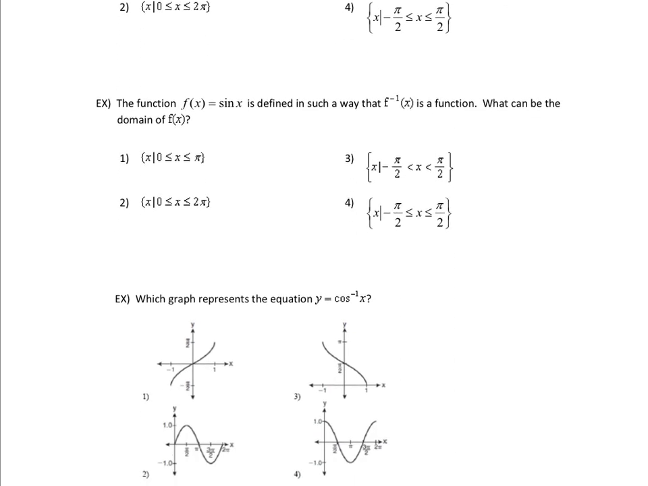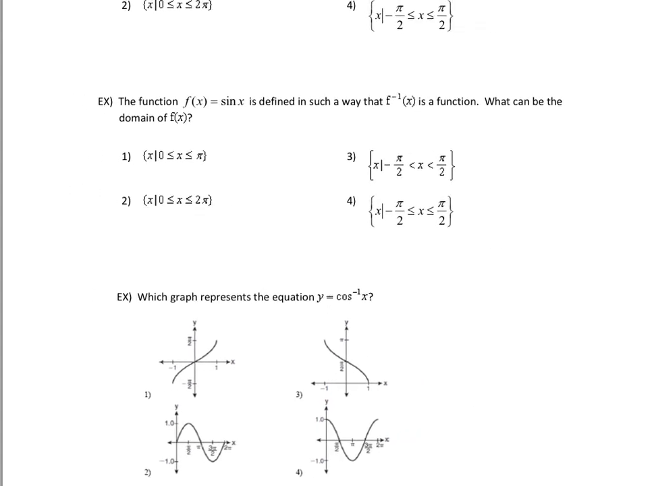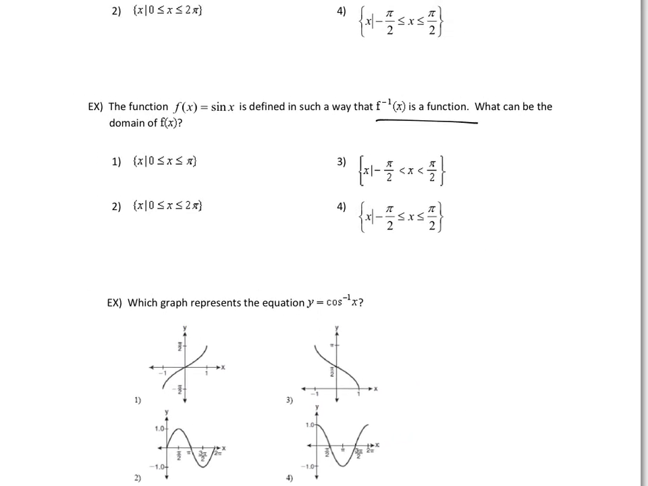Okay, look at the next example. The function f of x equals sine x is defined in such a way that f inverse of x is a function. What can be the domain of f of x? So again, I look back, I've memorized that the only way the inverse can be a function is if the domain for sine of x is negative pi over 2 to pi over 2, and it includes those, so it's choice 4 with the less than or equal to signs.